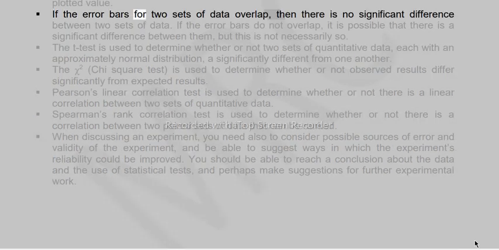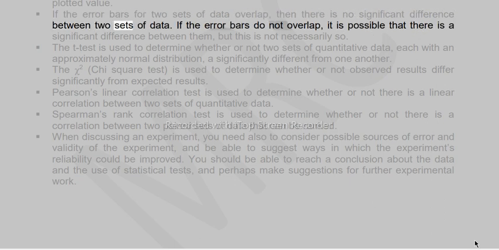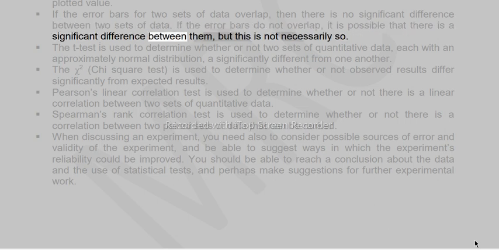If the error bars for 2 sets of data overlap, then there is no significant difference between the 2 sets of data. If the error bars do not overlap, it is possible that there is a significant difference between them, but this is not necessarily so.